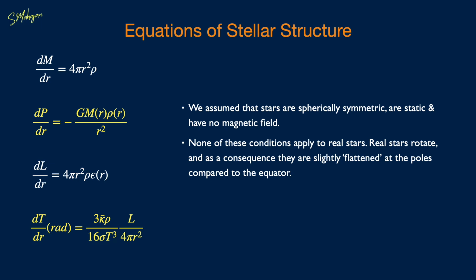Real stars rotate, and as a consequence, they are slightly flattened at the poles compared to the equator. So to conclude, listed on the left here are the 4 equations which basically sum up the structural properties of a star as a function of its radius: the mass gradient, the pressure gradient, the luminosity gradient, and the equation of radiative transfer of energy respectively.